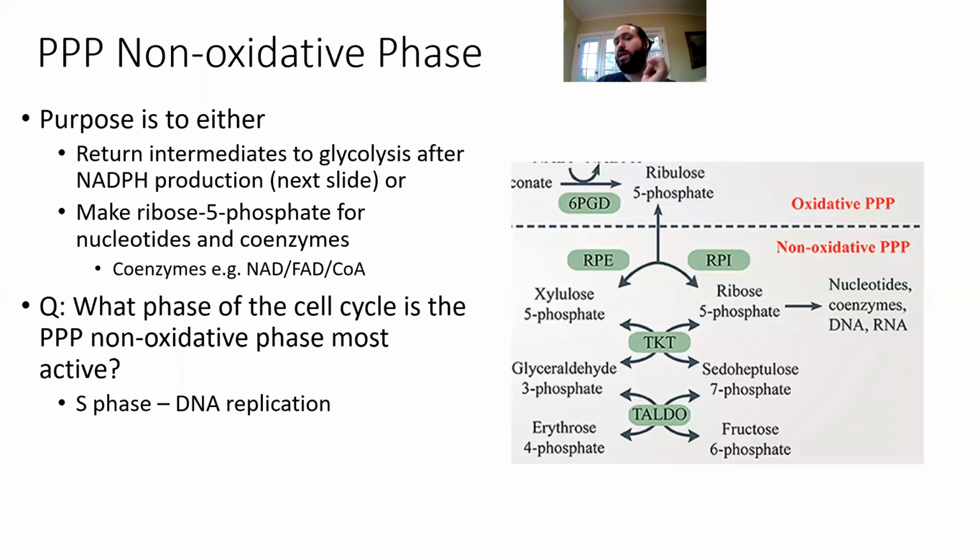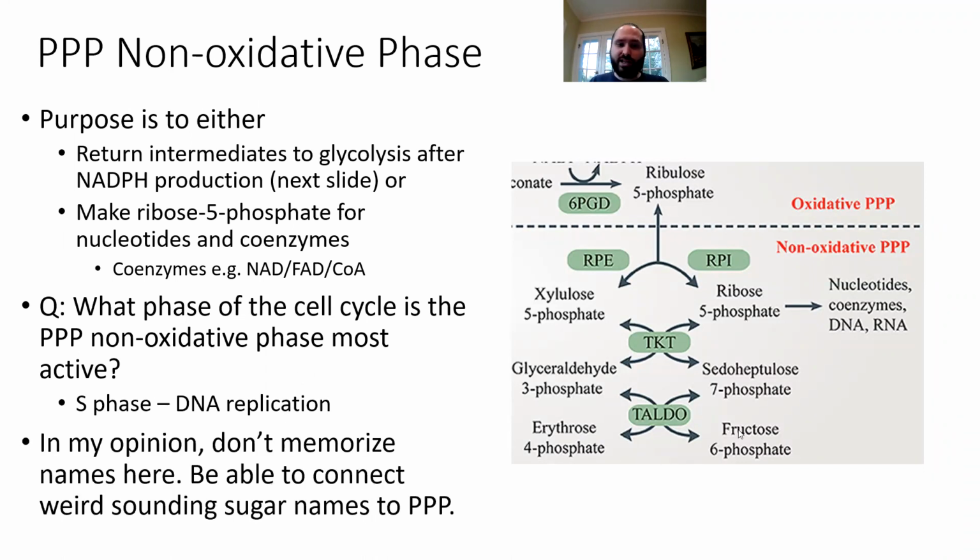But in S phase, we know we need to replicate all of our DNA, make an entirely new set of DNA, and that's going to use lots and lots of nucleotides. So we'd expect the non-oxidative phase of the pentose phosphate pathway to be highly active during S phase, or at least prior to S phase and prior to DNA replication.